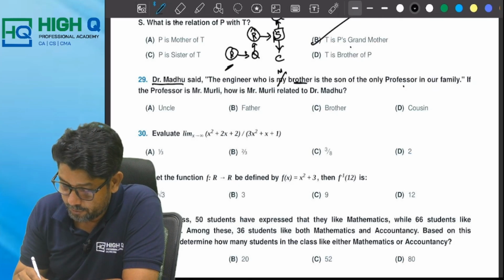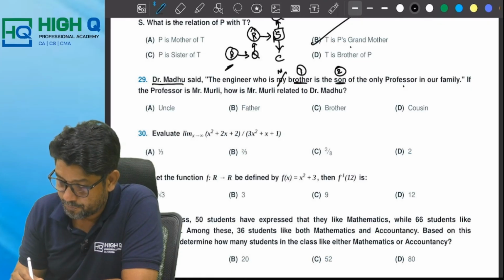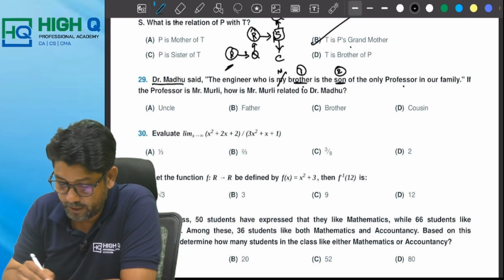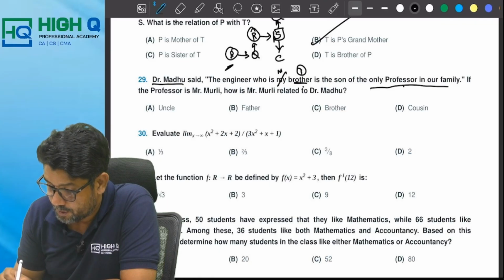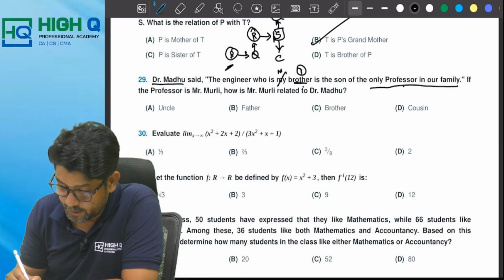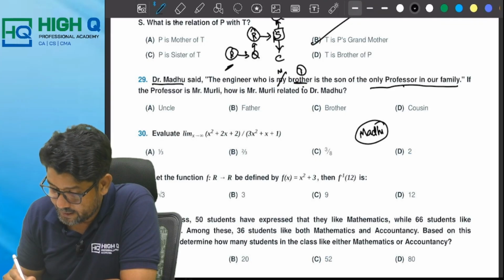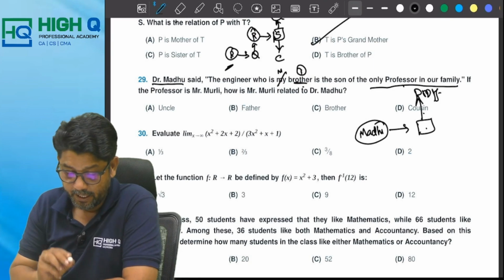Now look at this. Here Madhu, right? Brother is the first blood relation, son is the second blood relation, and the only professor of our family. That brother and son are the same person here, and there is a professor. Let us start with Madhu. So Madhu has got a brother, but that brother is the son of a professor.